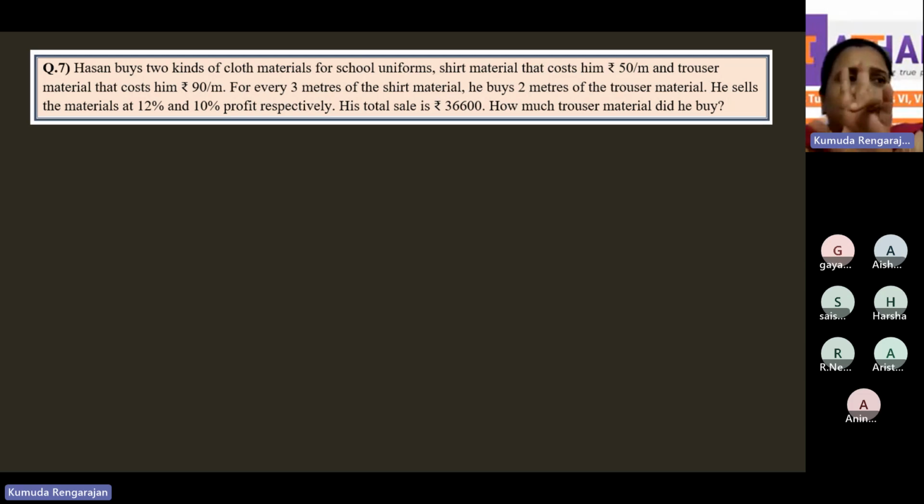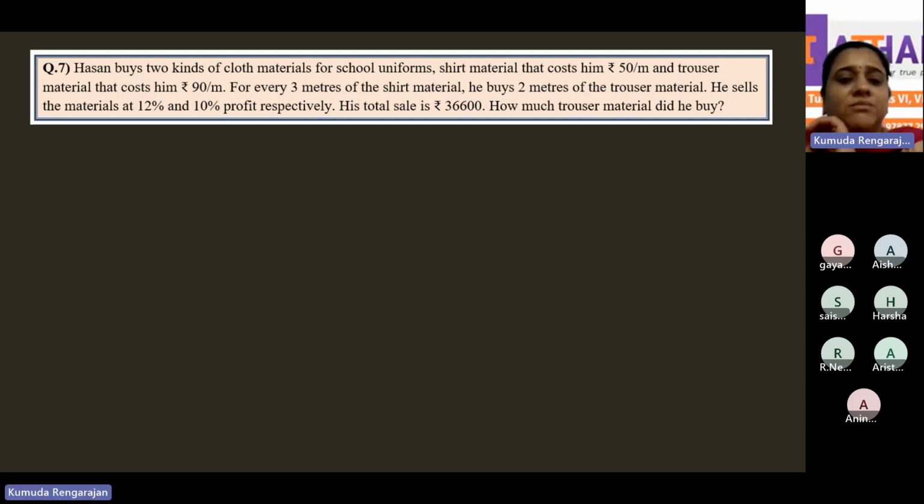Okay. So he buys 2 kinds of cloth materials for school uniforms. Shirt material that costs him rupees 50 per meter. How much shirt material he purchased, we don't know. He buys some amount of shirt material which costs him rupees 50 per meter, and trouser material that costs him rupees 90 per meter. So these are the two different cloth materials he purchases. Shirt material is 50 per meter, trouser material 90 per meter.